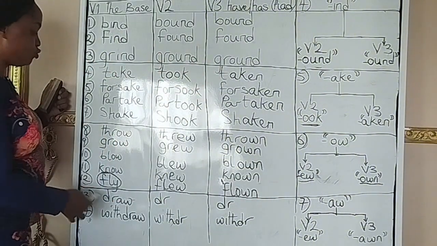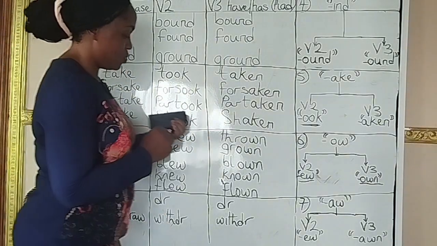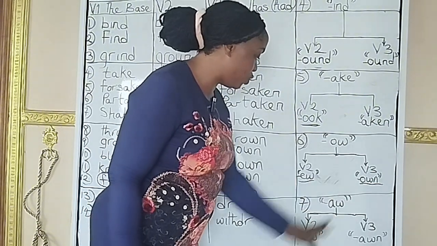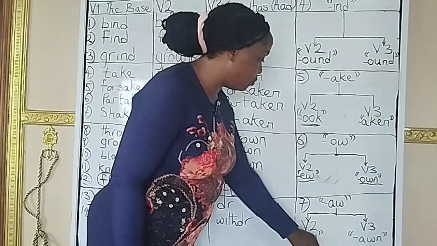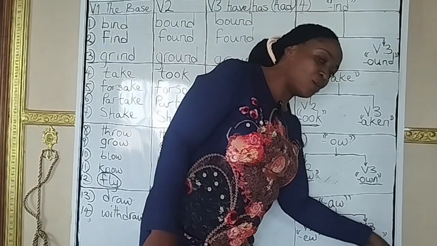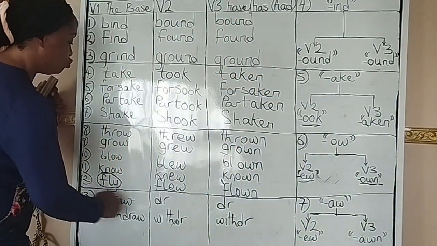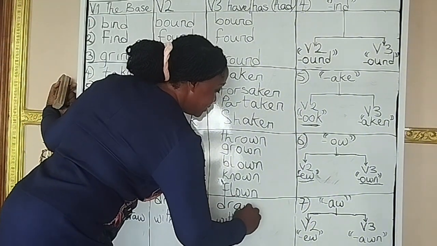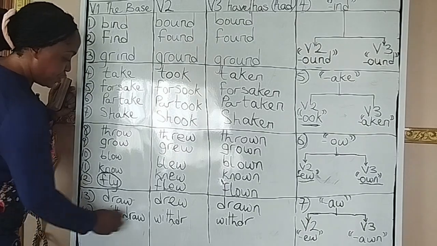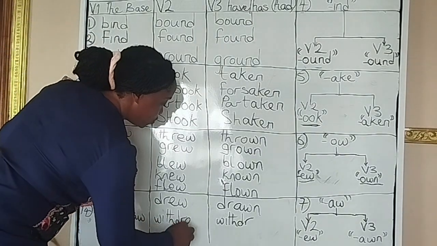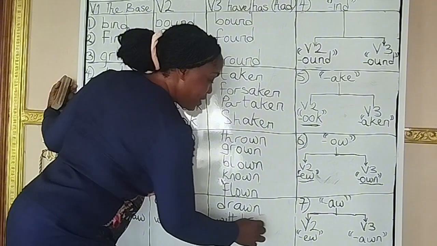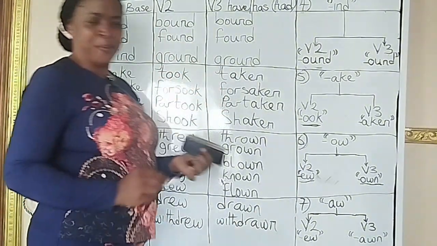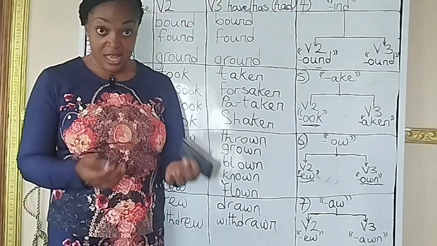All right, we go to the last. Draw is another rule. Let's see. When you have an irregular verb that ends with AW, the past tense will be EW and the past participle will be AWN. Let's give it a try. Draw, drew, drawn. Withdraw, we say withdrew, and here becomes withdrawn. I hope this can really serve as a guide.